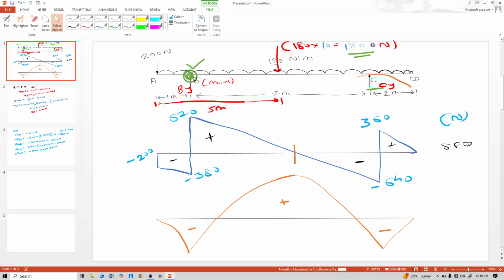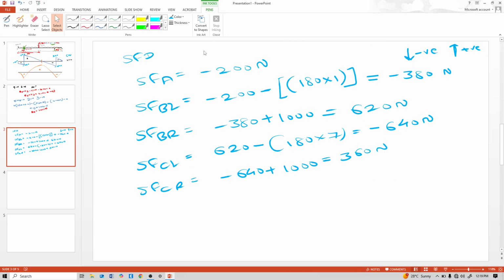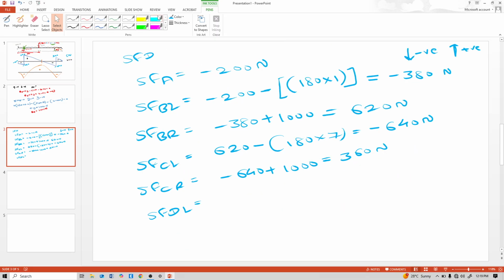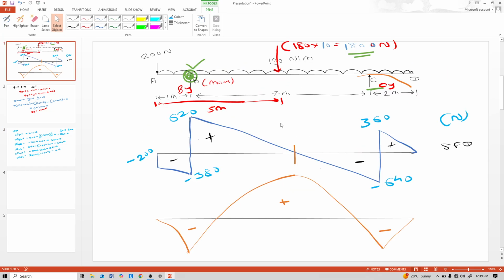Now see, this D is the cantilever end, so at point D it is 0. So calculate just left to that point D, because of C, UDL is acting on this. So up to here shear is 360. 360 minus 180 into 2, so it is 0. Yes. That means our SFD is correct.